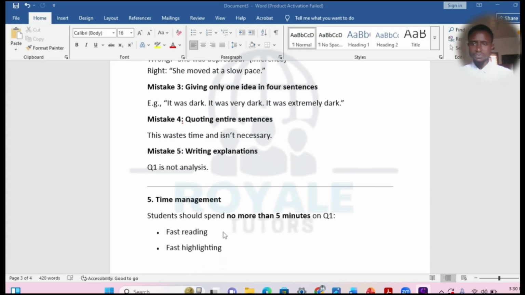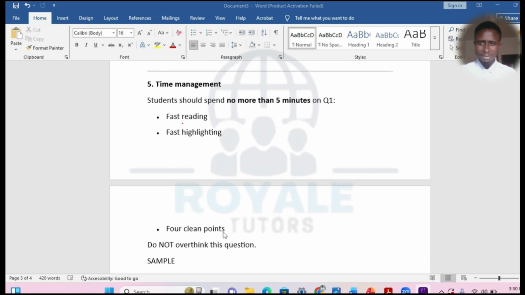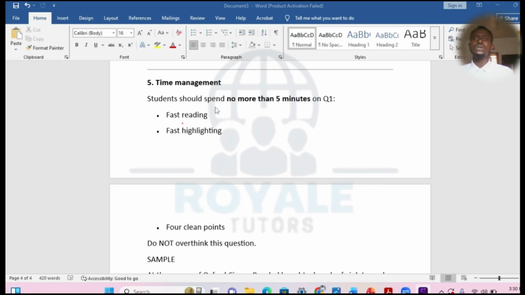The next thing we're going to talk about for question one is time management. Students should spend no more than 5 minutes on question one. Please take this very seriously. Now, why am I saying this? Your question one carries 4 marks, right? And that is the lowest mark in the entire paper. Question 2, 8 marks. Question 3, 8 marks. Question 4, 20 marks. And then you have section B, you have 20 marks for your section B.